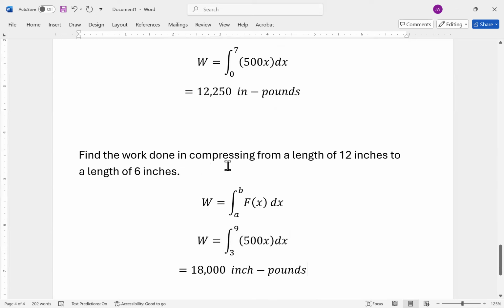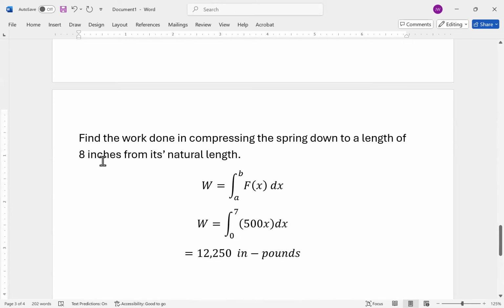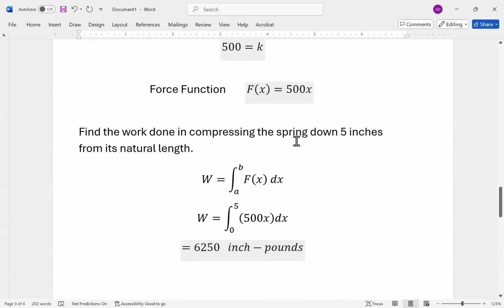Again, be careful on the reading. This is not from x equals 12 to x equals 6. This is length of 12, which is x of 3, to a length of 6, which is an x of 9, excuse me. So not an x length of 8. Here, compressed down 5. Again, you have to be very careful about the language in these problems.